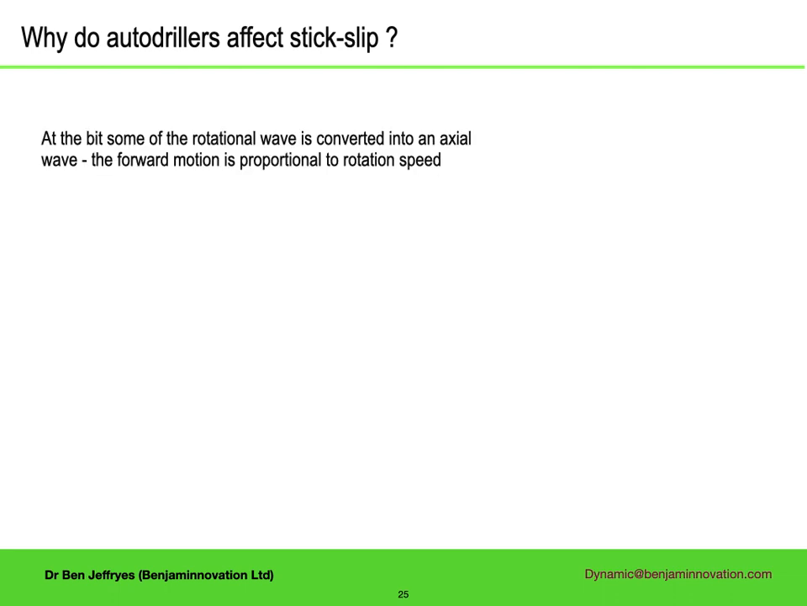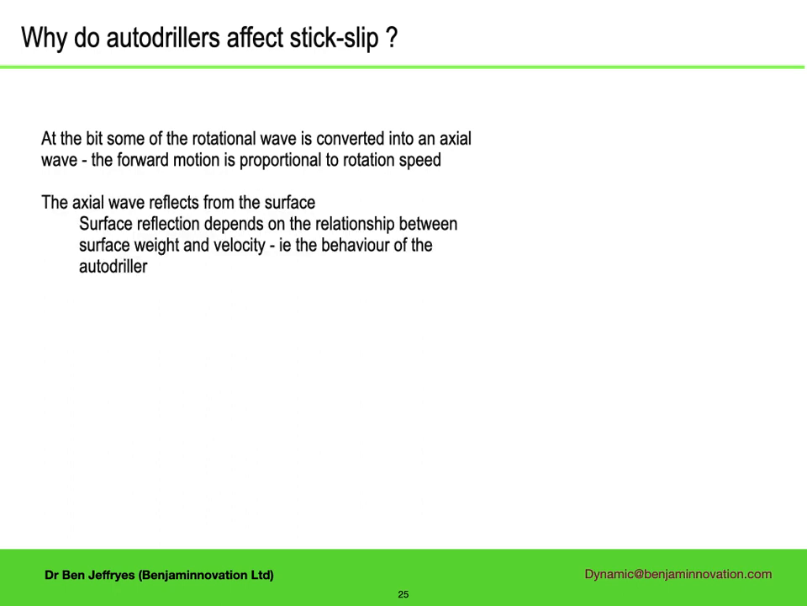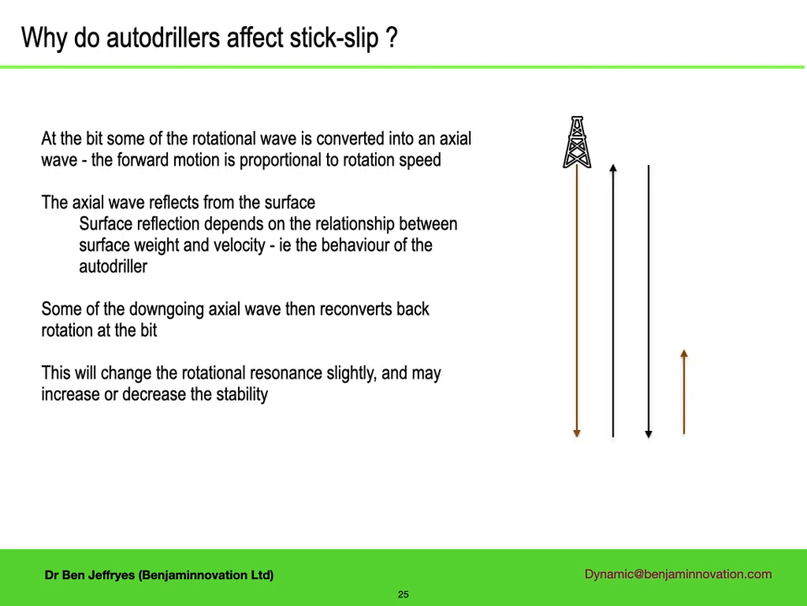As we have seen, the bit cutting action converts some rotational motion into axial motion. This wave will then travel to the surface and be reflected, and that reflection depends on the relationship between weight and velocity, which is what the autodriller is controlling. It travels back down, and some reconverts to a rotational wave at the bit. This isn't going to be a big effect, but a small effect can make the difference between an unstable resonance and a damped resonance.